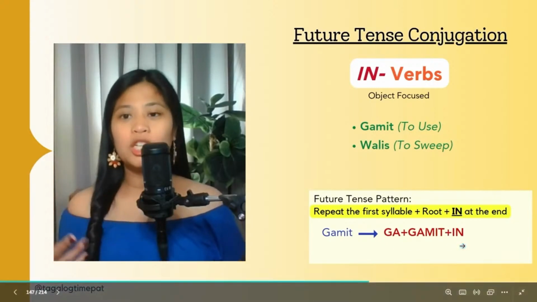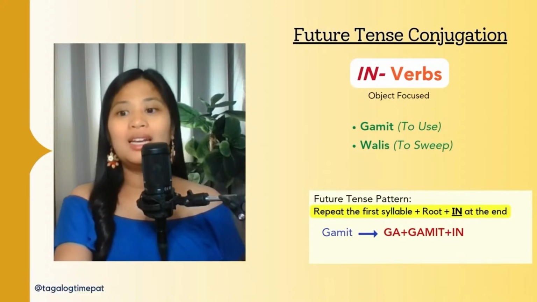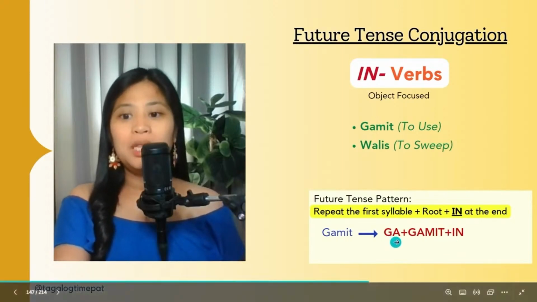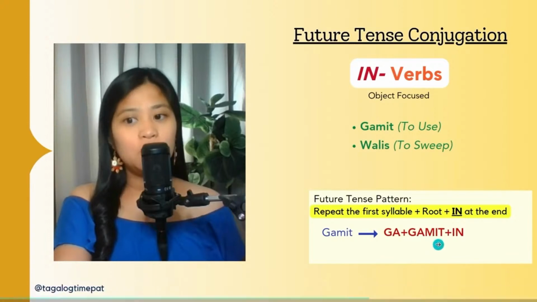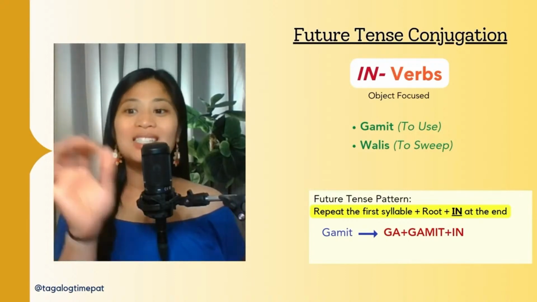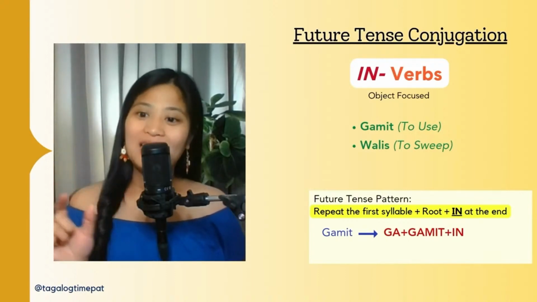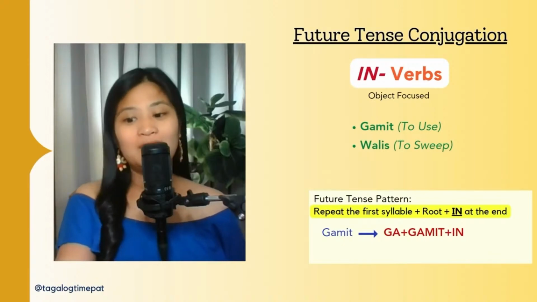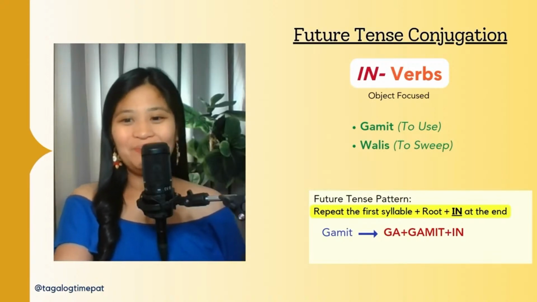Gagamitin ko yung kotse. I will use the car. Gagamitin. So you repeat the first syllable, then it's the root, then it's in at the end. This is very interesting. We haven't seen a suffix yet, so the in goes at the end of the word. This is the first time we've seen this.